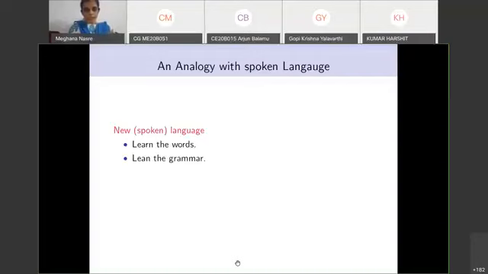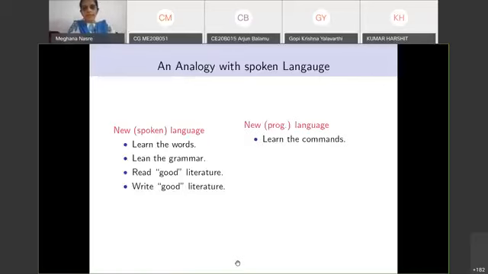Sorry, there is a typo there. Then you are going to read good literature. Once you understand the language, you are going to read good literature. And later on, if at all, you will possibly write in that language. In a similar way, we are going to learn commands of the programming language, then learn the syntax of the language.